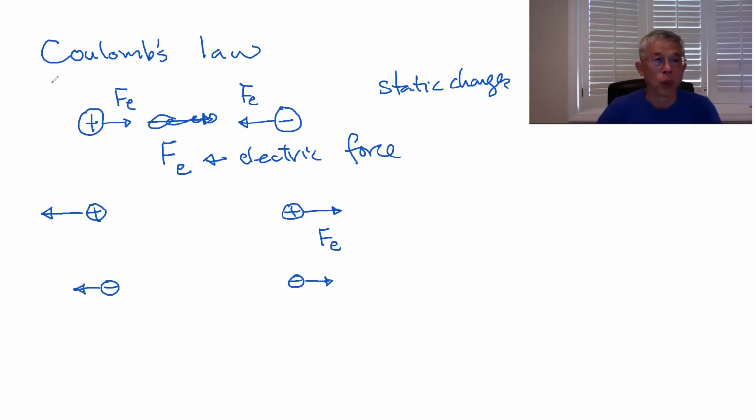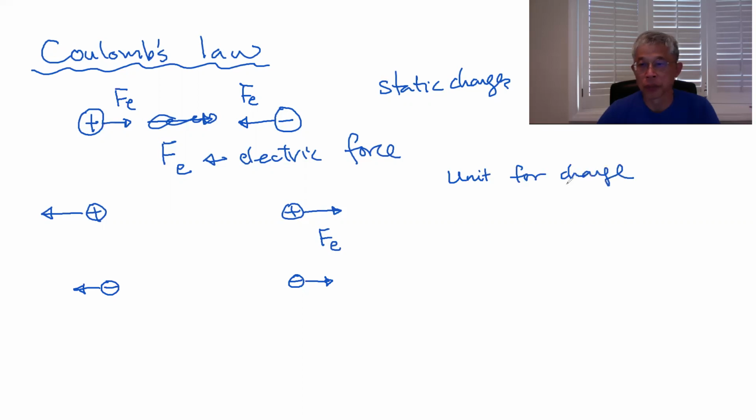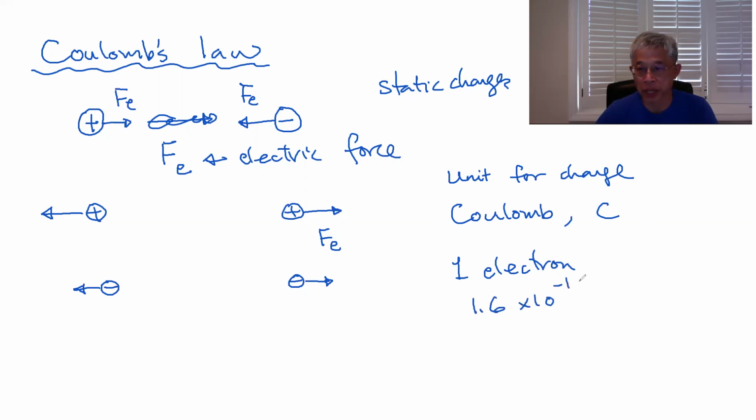So what does Coulomb's law do? Before we do that, we're going to define the units for the charge. The unit we use is the Coulomb, or C. One Coulomb of charge is quite a bit, because one electron has 1.6 times 10 to the negative 19 Coulomb. And this is the so-called elementary charge.